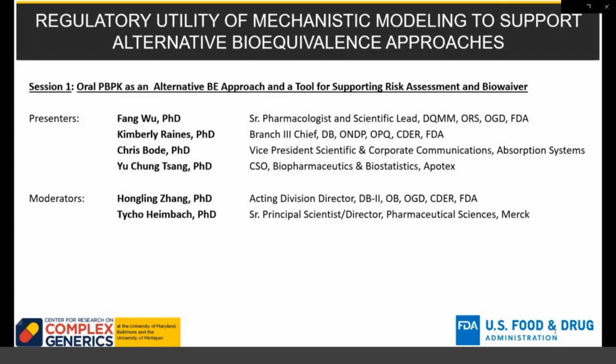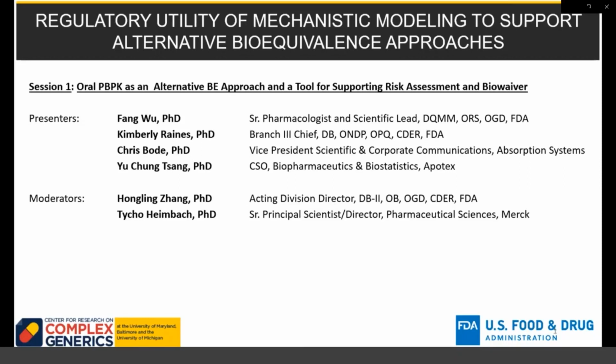The fourth speaker, Dr. Yuchun Zhang, is the Chief Scientific Officer in Biopharmaceutics and Biostatistics at Apotex. Dr. Zhang's main responsibilities are to provide pharmacokinetic and statistical advice in preparing protocol and study report for pharmacokinetic, pharmacodynamic, and clinical studies of complex drug and biosimilar products, and in the design of bioequivalence clinical endpoint studies and analysis of data for the development of traditional drug products.